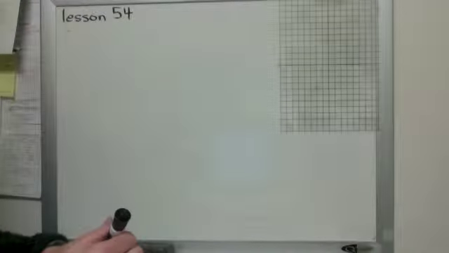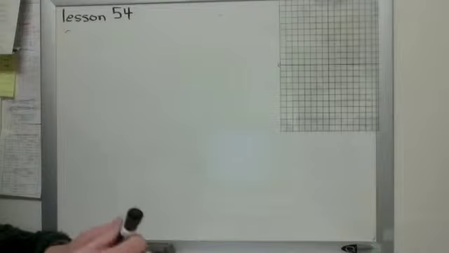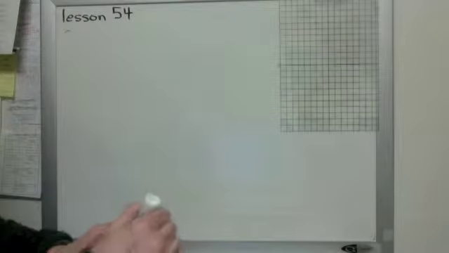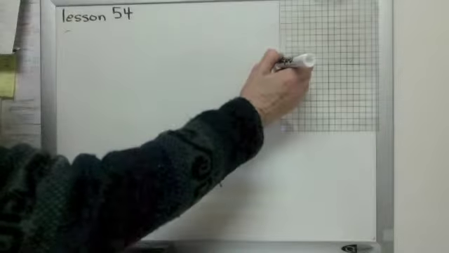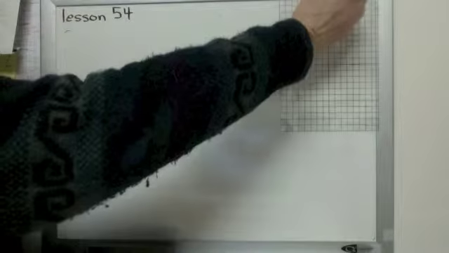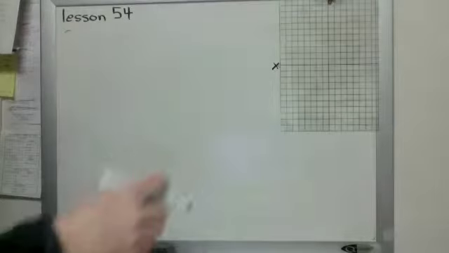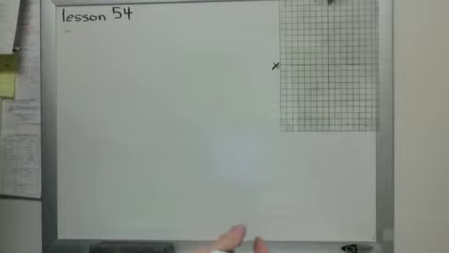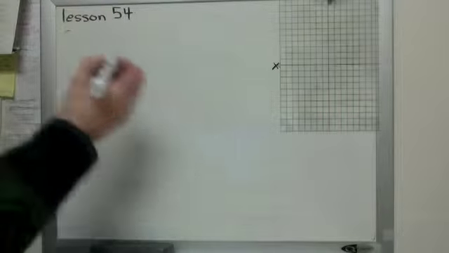Okay, lesson 54, graphing in the Cartesian coordinate plane. So basically we have two axes, and the other day we were plotting points. This is the x-axis, this is the y-axis again. But this time, instead of just points, we're going to graph equations. And our graph is going to be a solid line that connects some points.